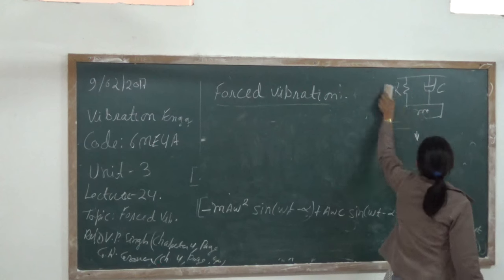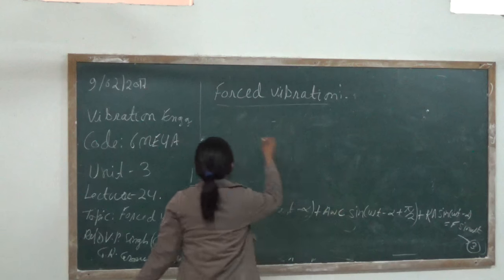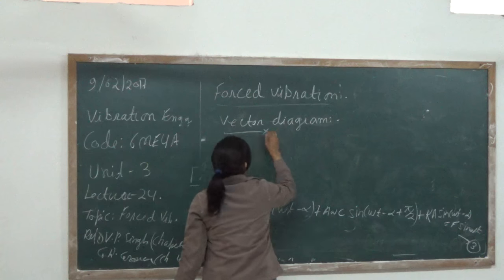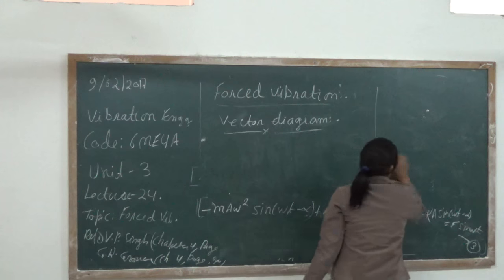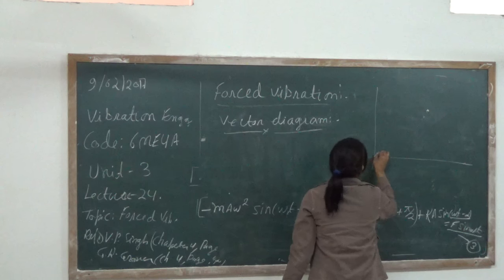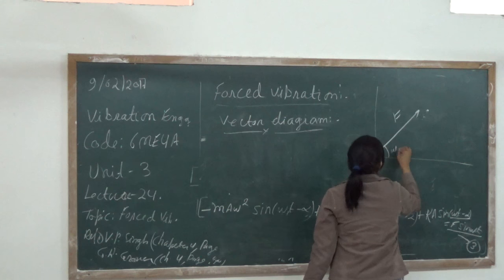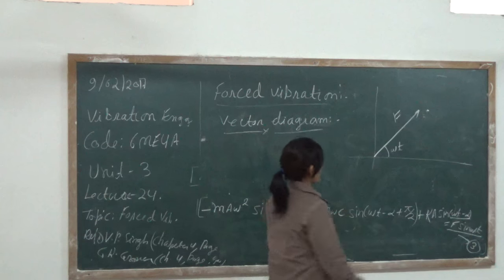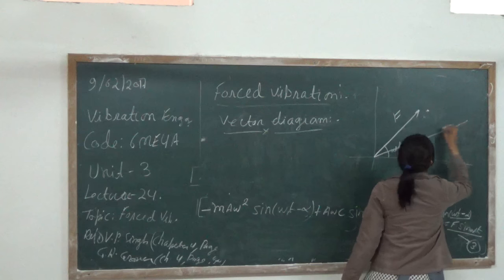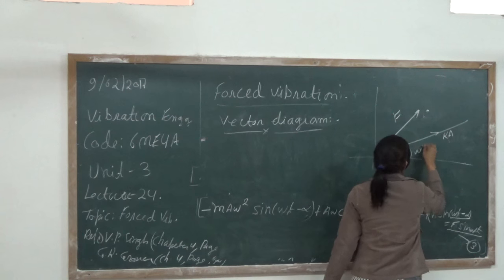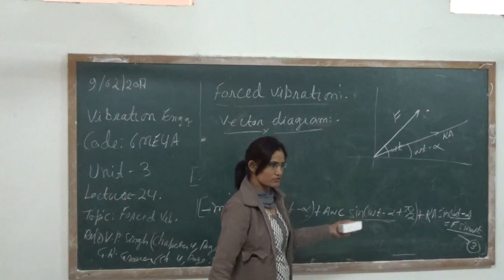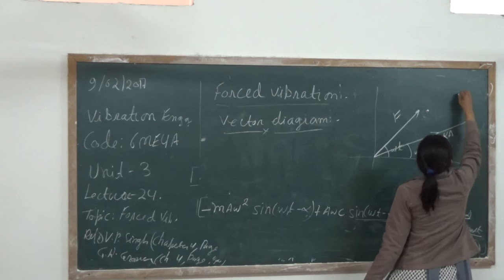So if you plot this equation by a vector diagram, then what will it be? The vector diagram. Both have the angle omega t minus alpha. So first we plot the force F at the angle omega t. Then K A at omega t minus alpha, lagging in the phase angle. This is K A at angle omega t minus alpha. Then for the damping term, omega t minus alpha plus pi by 2, so this is A omega C.